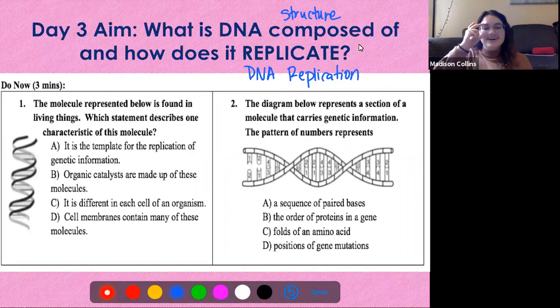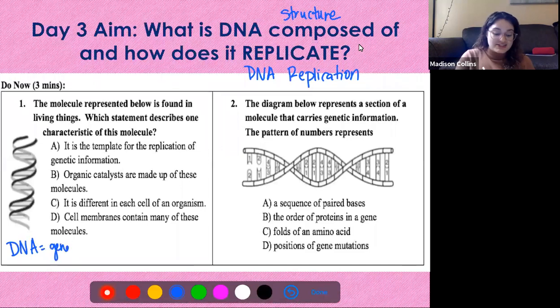So number 1, the molecule represented below is found in living things. Which statement describes one characteristic of this molecule? Well, looking at this picture, I can see that this is a picture of DNA. And we know that DNA is known as genetic information that's found in the nucleus of our cells. So based on this information, I can figure out that the answer here is A. It is the template for the replication of genetic information.